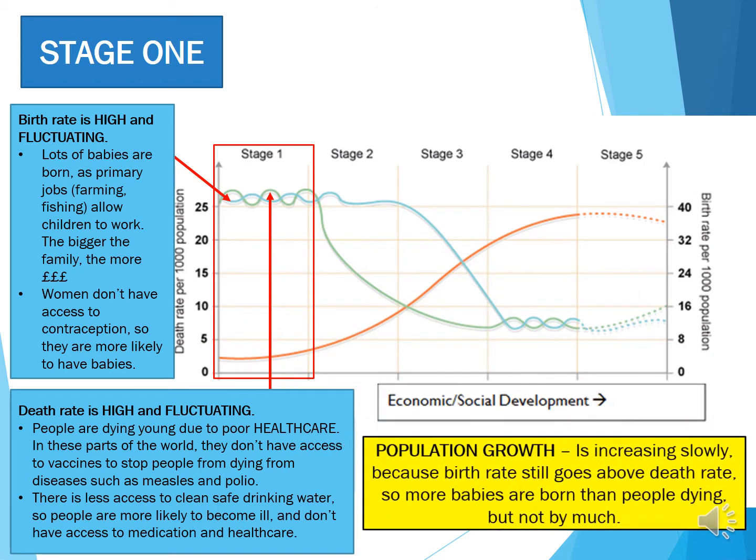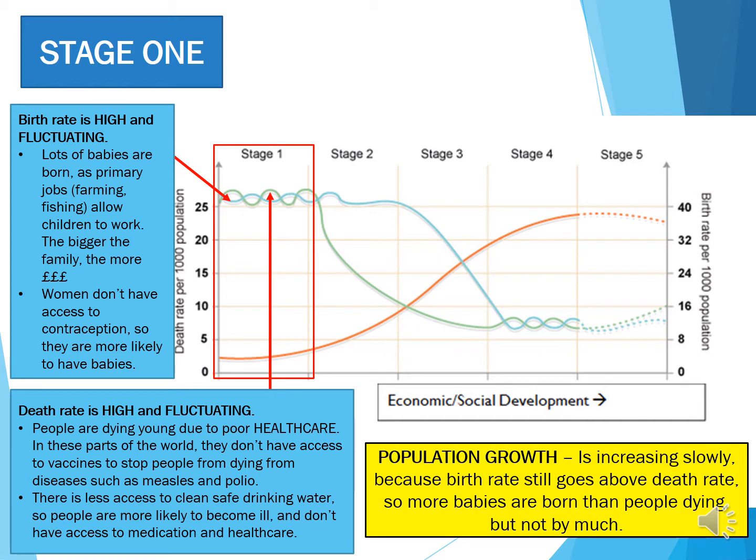So the population growth, which is shown by the orange line, is increasing slowly because the birth rate is still above the death rate, but not by much. So that population growth would be very, very slow.